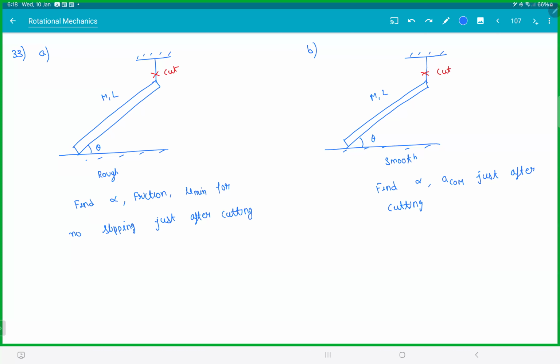Try. Let's get the first A part. Remember the steps. Draw an FBD, draw the forces. Second thing, define your alpha, define your a, find the relation between them. Force equations, horizontal, vertical, torque equation, solve. Let me give you any problem. This is the process.